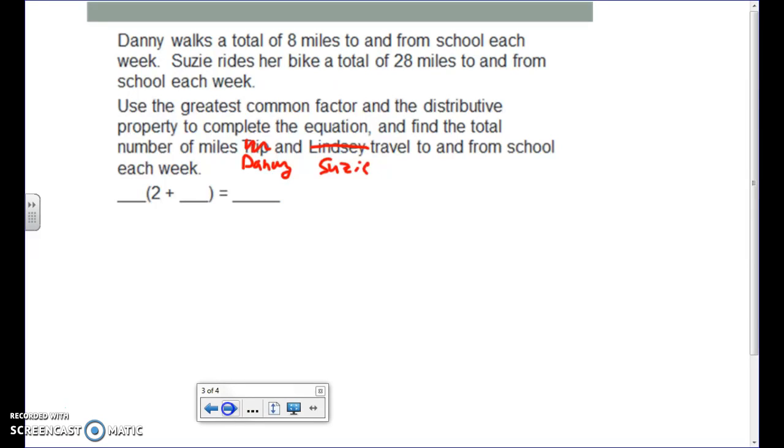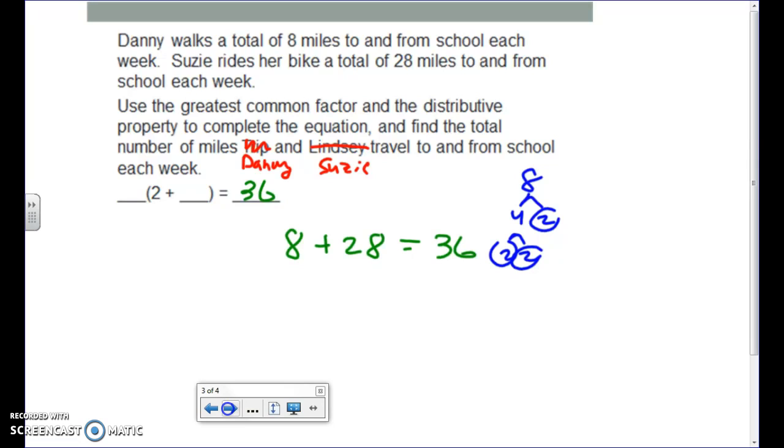Well, I can tell you that we know that 8 miles for Danny and 28 miles for Susie is going to give me 36 miles is how far they travel to and from school. So I know that it has to equal 36. Okay, but I want to use a distributive property to what we call factor this. So if I look for the greatest common factor between 8 and 28, just a reminder, you can always use a factor tree to decide what the greatest common factor is for these, and we practice these as well.